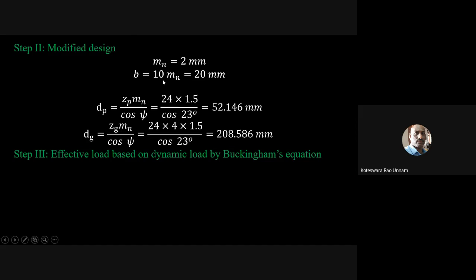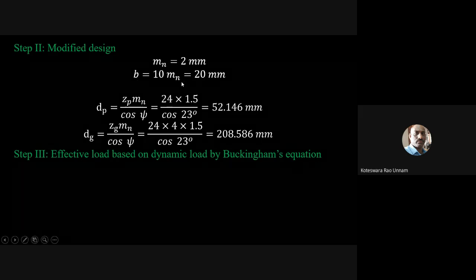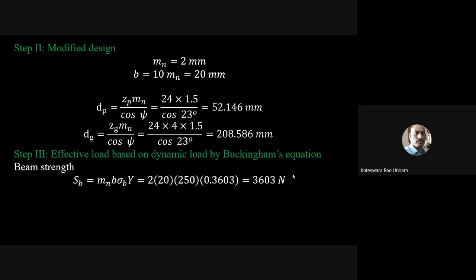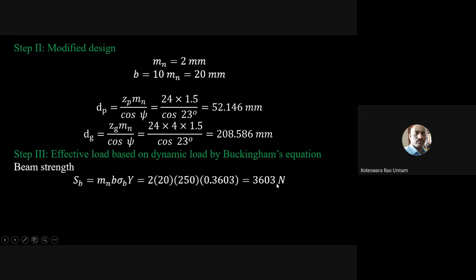Okay, so DP is this one. Mn is 2; if we choose Mn as 2 mm, B is equal to 20 mm. DP comes out as 52.146 and DC comes out as 208.586 mm. Your beam strength will also change because we have changed the Mn value and accordingly B. So your beam strength now comes out as 3603 newtons.